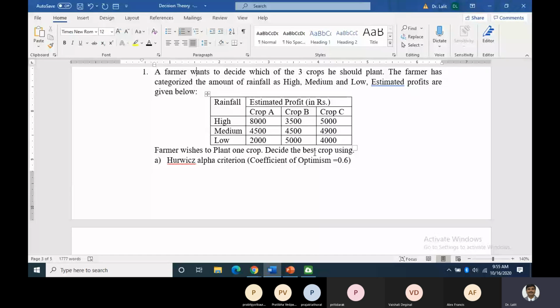Here it is reversed. What is in the decision maker's hands? What is the state of nature here? Rainfall high, medium, low. It is not in the control of the decision maker. Here the decision maker is a farmer. What is in his hand? Crops. He can go for crop A, crop B, or crop C. So the actions are crop A, crop B, and crop C, and the states of nature are rainfall high, medium, low. So the orientation is opposite here, so be careful while solving the problem.